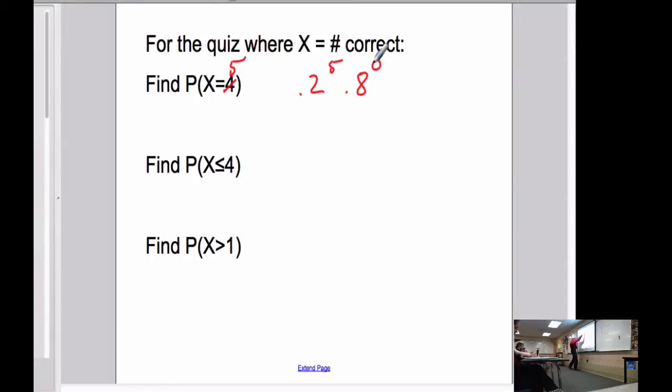In this case, we're going to stick with 5, choose 5, which is coming back from your QOD. So 5, choose 5 times 0.2 to the 5th times 0.8 to the 0. So 5, nCr, 5. nCr is under math, prob. So 5, nCr 5, hit enter. Then times 0.2 to the 5th times 0.8 to the 0, and what do you get? 3.2 times 10 to the negative 4.